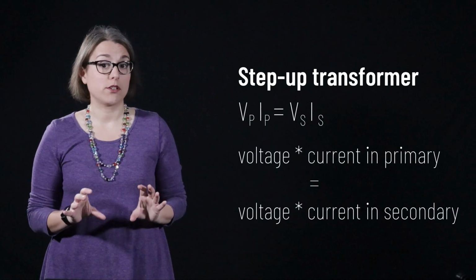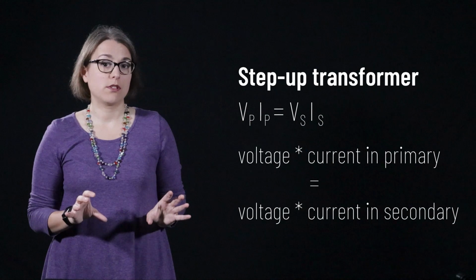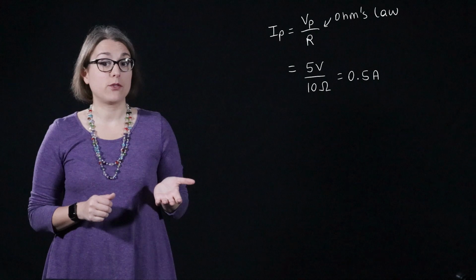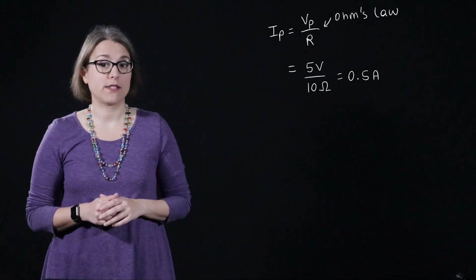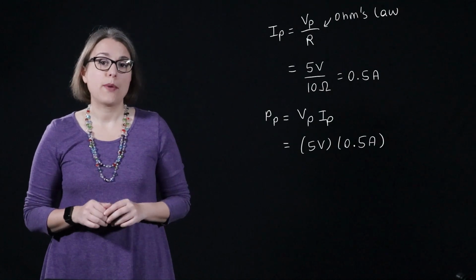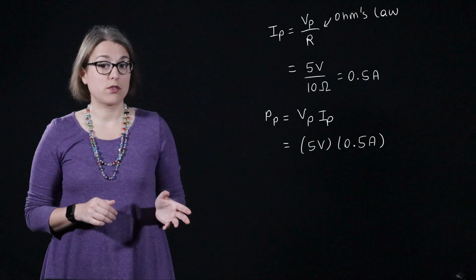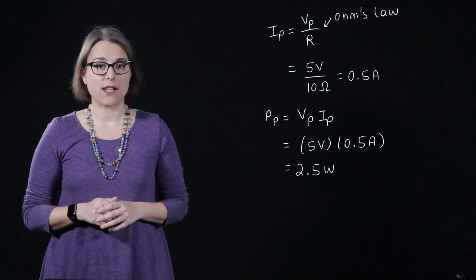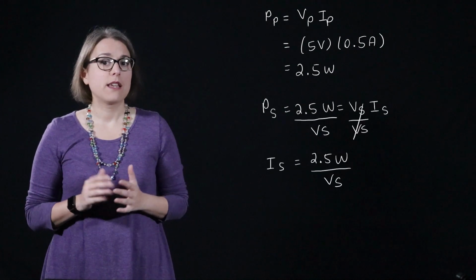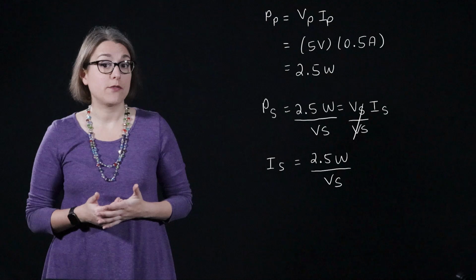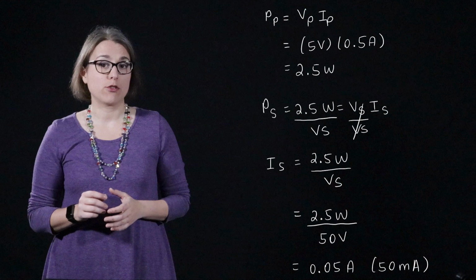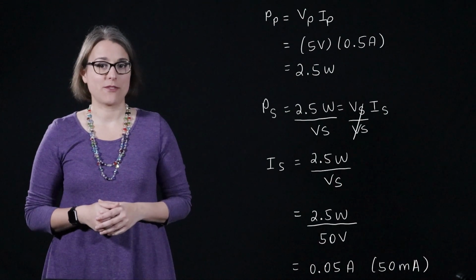The product of voltage and current in the primary must be equal to the product of voltage and current in the secondary. If the primary device has a 5-volt AC source and contains 10 ohms of resistance, then we can use Ohm's law to calculate the current flow at half an amp. The power consumed by the primary is 5 volts times half an amp, 2.5 watts. The power consumed by the secondary must be 2.5 watts as well. If the voltage generated on the secondary is 50 volts, we can see that the current flowing through the secondary will be limited to 0.05 amps or 50 milliamps.